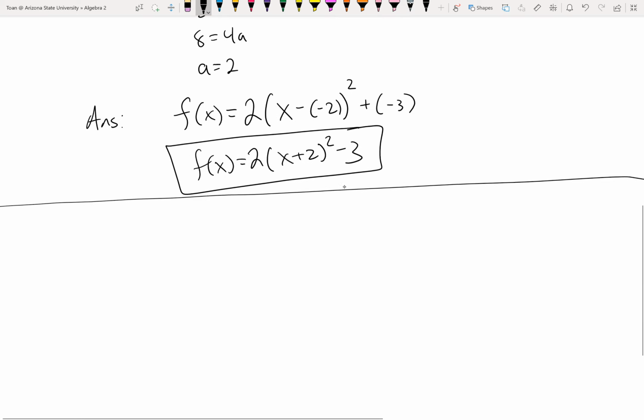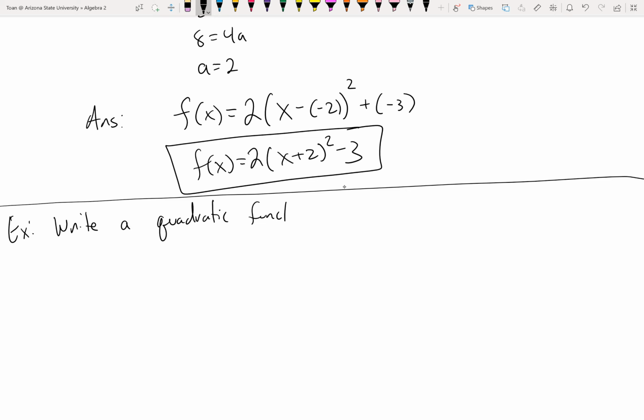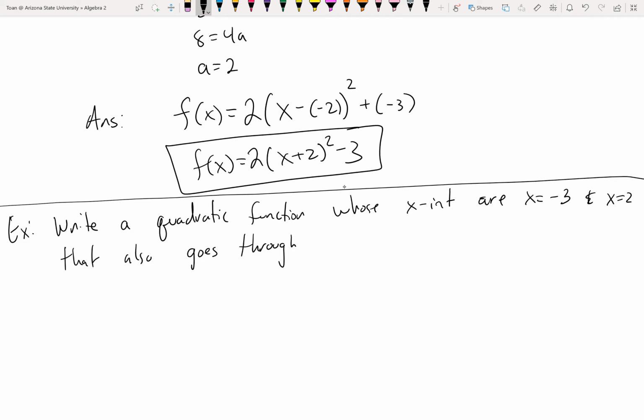Well, what if I give you this example here? Write a quadratic function whose x-intercepts are x equals -3 and x equals 2, that also goes through the point -2, -4.